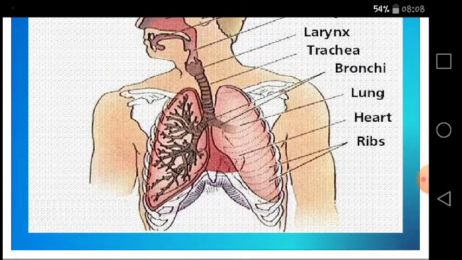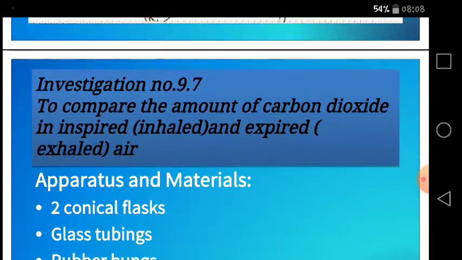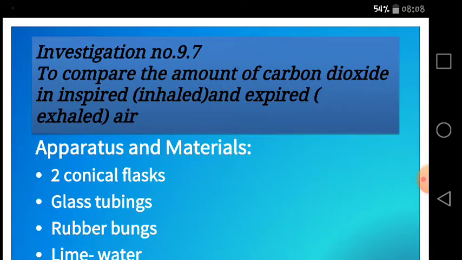Now you have to solve the questions given in your practical book and draw this respiratory system of the man. Now we are moving towards investigation number 9.7 according to your book, and we have to compare the amount of carbon dioxide in inspired or inhaled and expired or exhaled air.